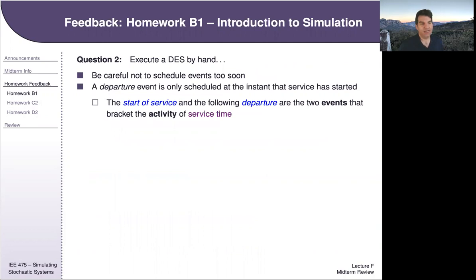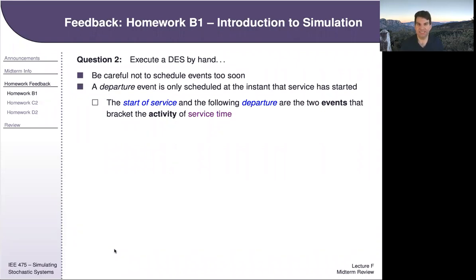When you're executing, make sure you know how to execute a DES by hand. Make sure you don't schedule events too soon. This is like the number one problem that people have when they do these: they're tempted to schedule multiple arrivals in a row because they anticipate when those next arrivals are going to happen. Since they already know in their head when they're going to happen, they put them on the future event list because they say, well, I'm just going to take a shortcut. A simulator, a computer, can't make those shortcuts. It can only do one thing at a time, so it only schedules the things it knows absolutely need to be scheduled right at this instant. So don't schedule too many things too soon.